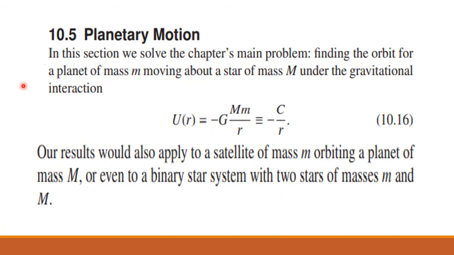Now we are moving into planetary motion alone. We are considering a planet of mass m moving about a star of mass capital M under a gravitational interaction. So U(r) is equal to minus G M m by r. We take it as minus C by r, where C is a constant. Mostly we are interested in a satellite orbiting around our planet. These results are also applicable to those systems as well as to binary star systems with two stars of masses m and M.